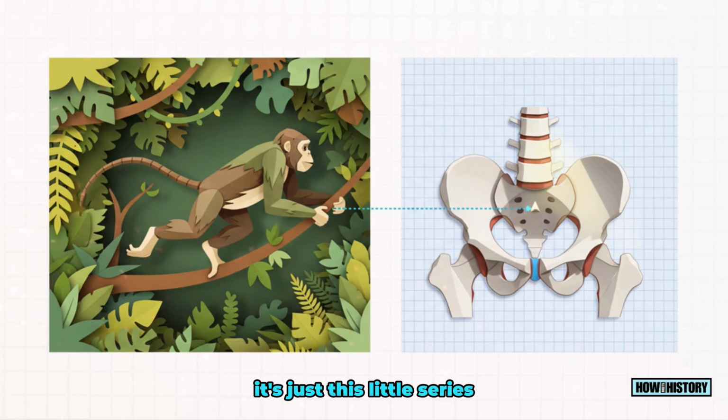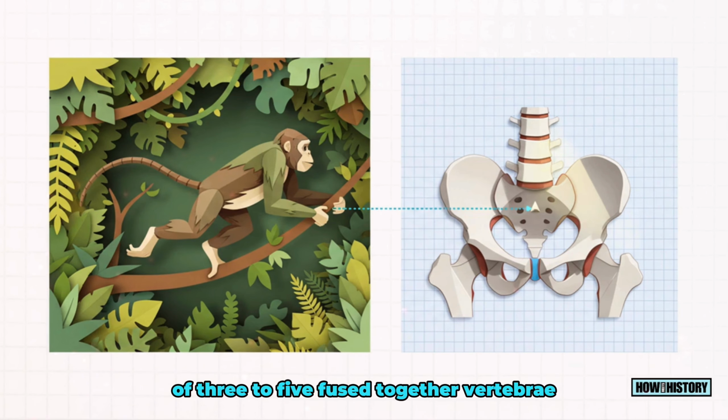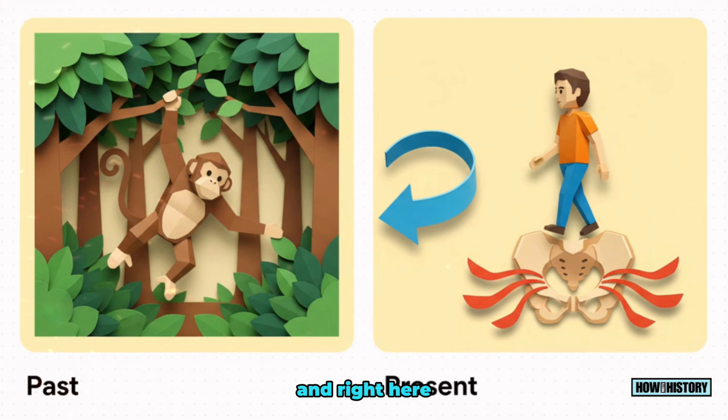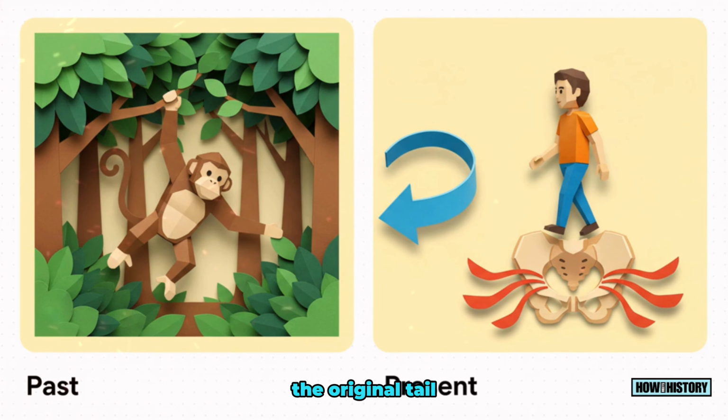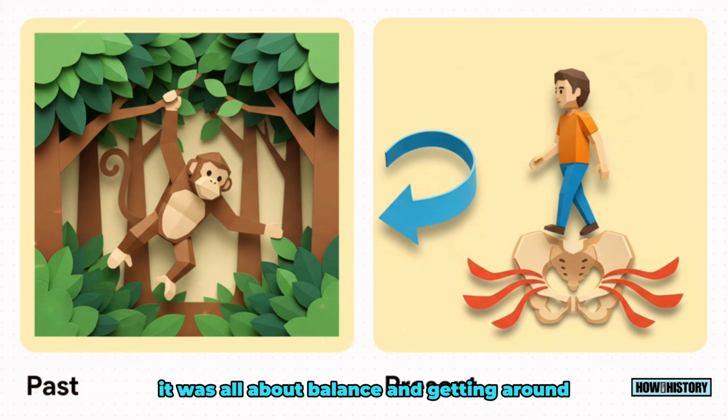It's just this little series of 3 to 5 fused together vertebrae, and it's pretty much all that's left of the tail our primate ancestors used for balancing as they swung through the trees. And right here, we see a classic case of an evolutionary job change. The original tail was all about balance and getting around. But once our ancestors started walking upright, that external tail just wasn't necessary anymore.